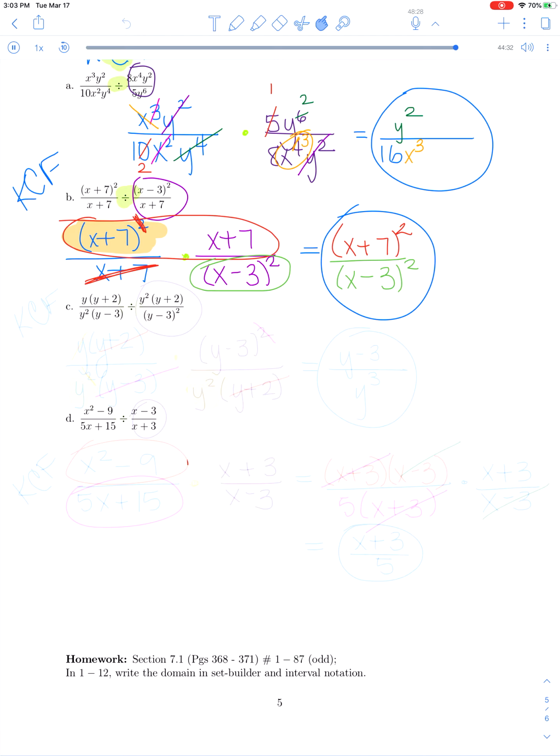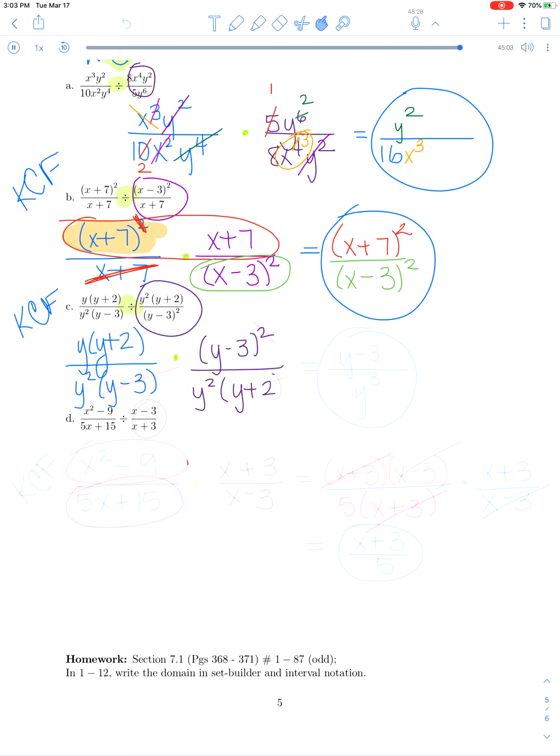Moving to C. Again, whenever we're doing division, get used to it: keep, change, flip. Keep the first fraction as y times y plus 2 over y squared, y minus 3. Again, we're going to change the division to multiplication. Again, that doesn't happen for free. It's going to flip that second fraction upside down, so it'll become y minus 3 squared over y squared times y plus 2.